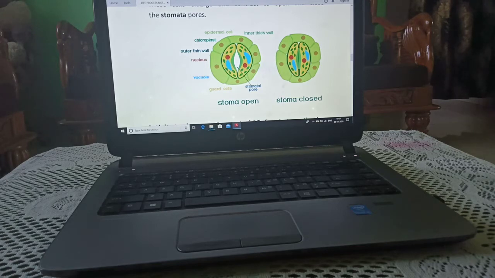When it is time for opening the stomata, the guard cell stretches and the stomata open, and when it is relaxed, the stomata close.